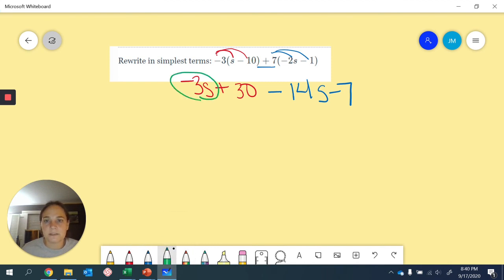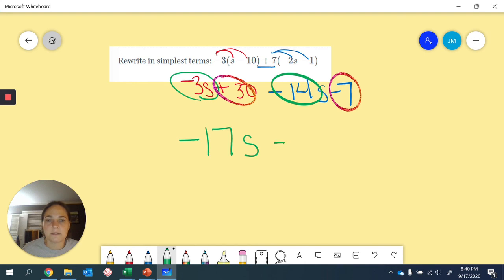So here's an s, here's an s, and then I'm going to find a rainbow pen. Okay, so we're going to do our s's first, negative 3 and a negative 14, negative 17s. And then a positive 30, take away 7 is positive 23.